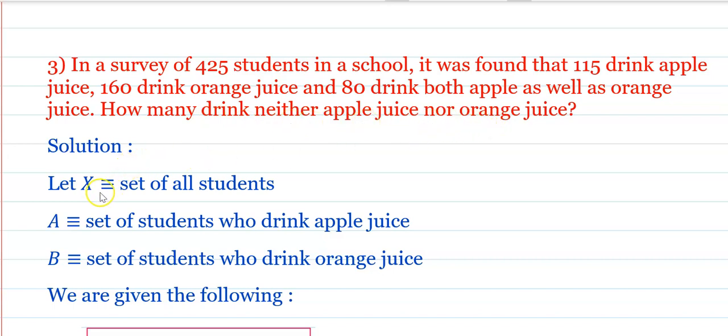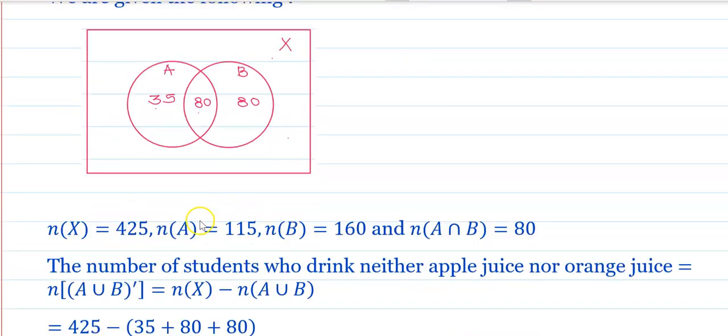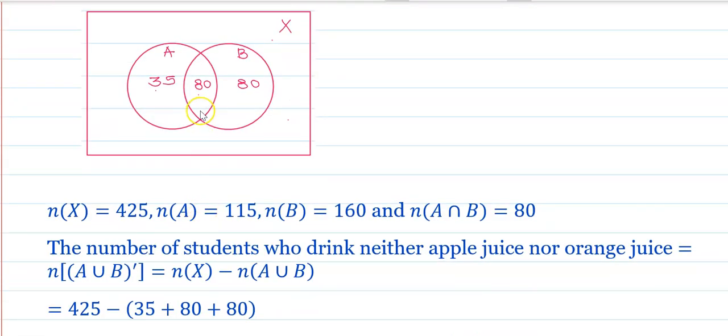Now the first is X is equal to the set of all students. A, the set of students who drink apple juice. B, the set of students who drink orange juice. We are given that this is the X, okay, universal set. And there, this is the intersection who take both. आता जे बोथ घेणारे जे आहेत, ऍपल as well as the orange, they are the 80. Okay, therefore I had written here 80.